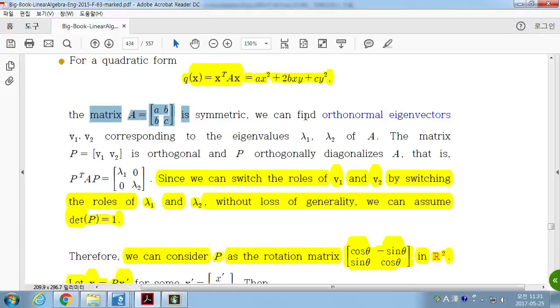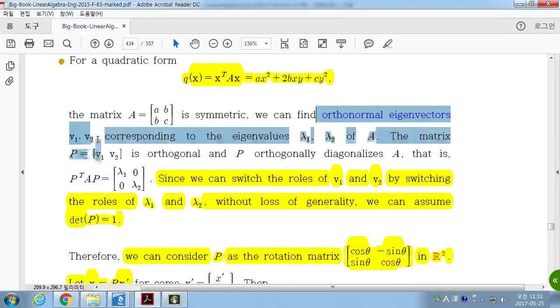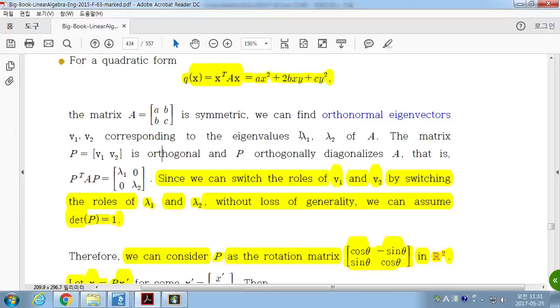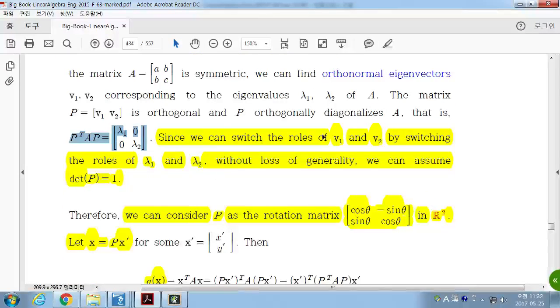Then we can find orthogonal eigenvectors V1 and V2 because this is a symmetric matrix. So we find eigenvalues lambda 1 and lambda 2 and the corresponding orthonormal eigenvectors V1 and V2. Then form an orthogonal matrix P. Then P transpose AP should be this diagonal matrix, whose diagonal entries are the eigenvalues. So we can switch the roles of V1 and V2 by switching the roles of lambda 1 and lambda 2. If we change this, then the column vectors are switched.